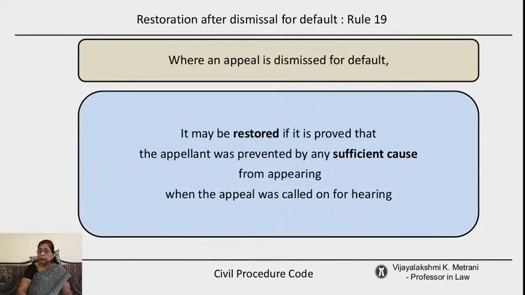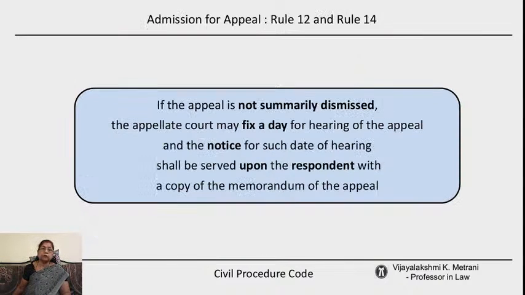When it is dismissed for default under rule 19, it can be restored by the court if sufficient cause has been shown. If it is not summarily dismissed, then it will be admitted. How is it admitted? A day is fixed for the hearing of the appeal and the notice is served upon the respondent with a copy of the memorandum of appeal.